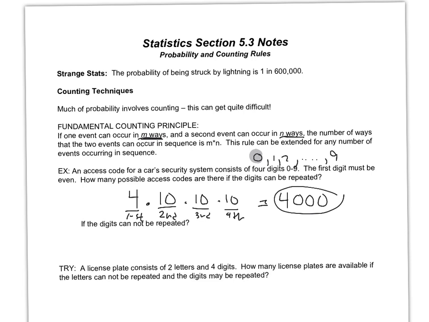Now the number will change if you start to limit it. For example, if we don't repeat the digits, so I don't want to use a code like 2222, I still need an even number to start with, so there are 4 possibilities. But for the second digit, there are only 9 possibilities, because I've already used one even number for my code. Then I'll have 8 possibilities, because I've already used 2 numbers, and then 7 possibilities. So 4 times 9 times 8 times 7 is 2016. By not repeating, you can see we almost cut our number of options in half.